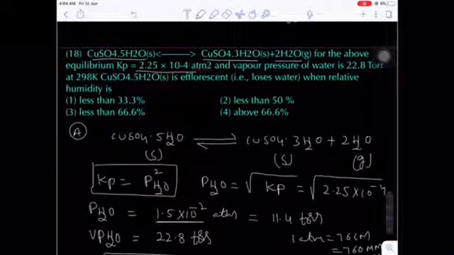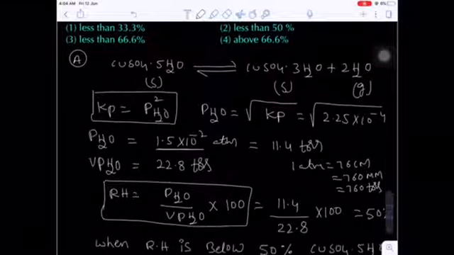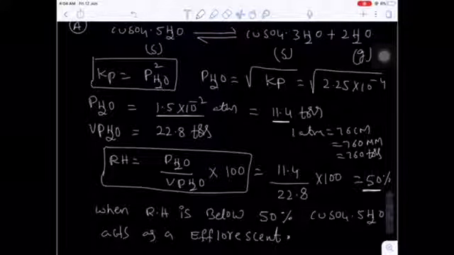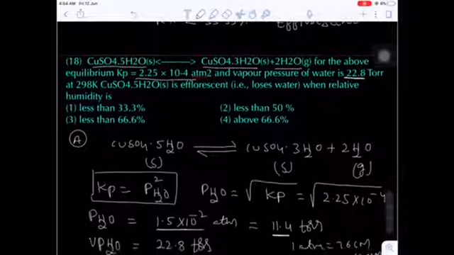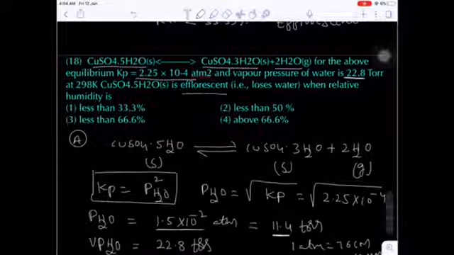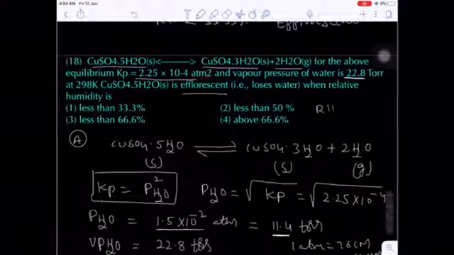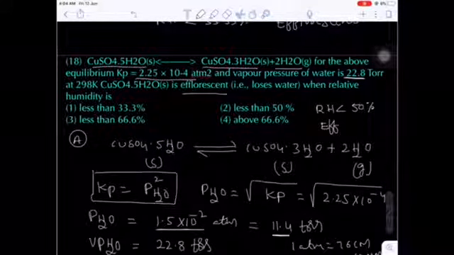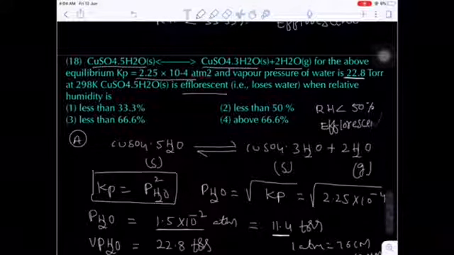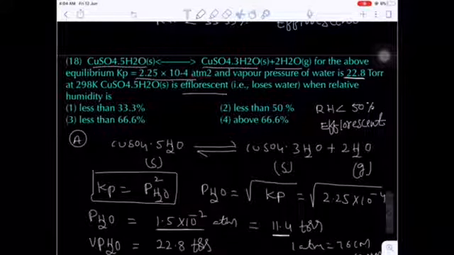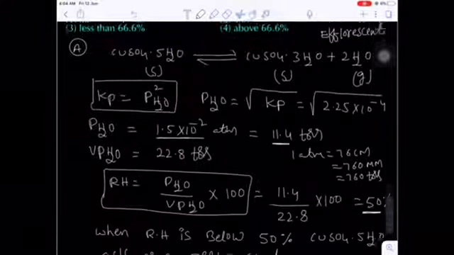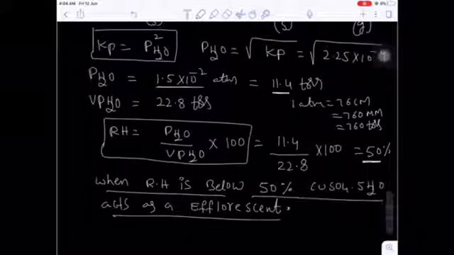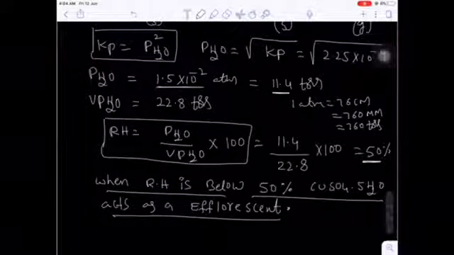Now what is the vapor pressure of water? In the question it is given to you: 22.8. What is the partial pressure of water? 11.4 torr. So calculate the RH value, which is equal to 50%. Now in the question, efflorescent or deliquescent? Efflorescent. That means the relative humidity should be less than 50%, then the compound acts as an efflorescent. So below 50% is the correct answer. Are you getting my point? This is a very important topic.